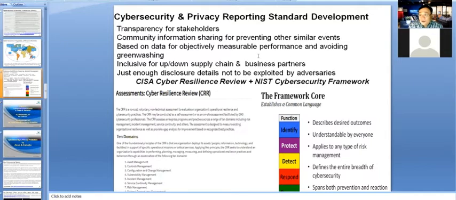And this is my suggestion of what kind of cybersecurity and privacy reporting standard should be included, and how you can develop it. It should be transparent, so that it provides transparency for stakeholders. It also needs community information sharing, because sharing information among the community is very important for preventing other similar events. And it should be based on data, for objectively measurable performance and avoiding greenwashing.